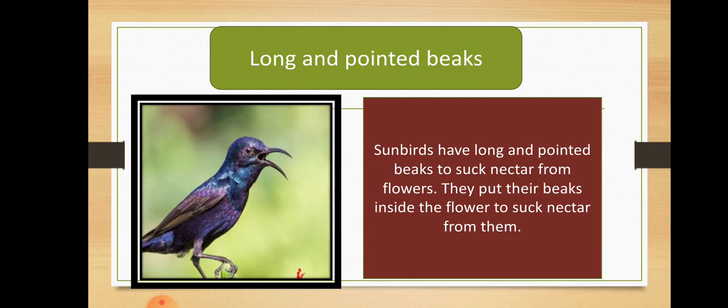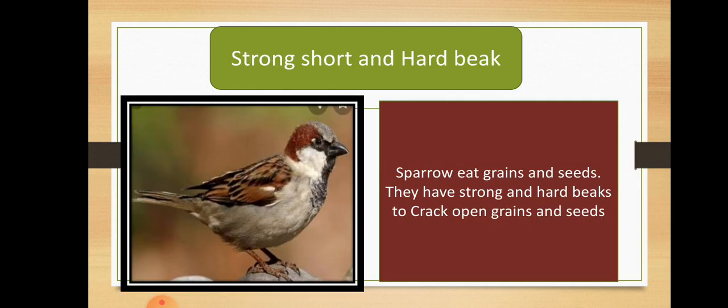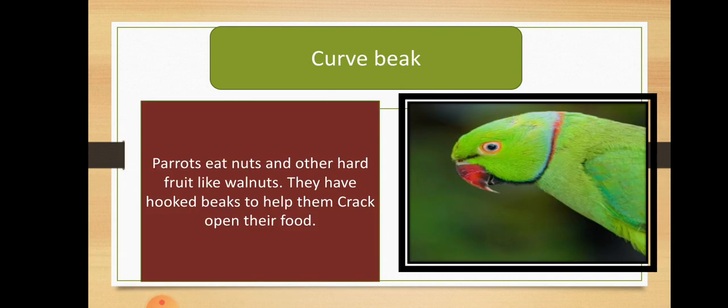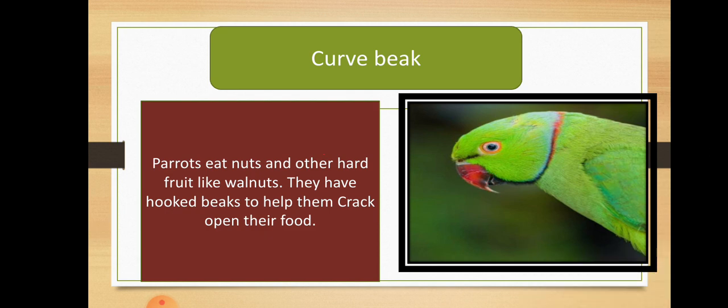Okay, so dear students, these are totally 4 types we have learned. Just recall one by one. So it is the curved beak. Okay, so parrot is the best example of a curved beak. Parrots eat nuts and other hard fruits like walnuts. They have hooked beaks to help them crack open their food. Okay, with the help of this curved type of beak, what are they doing? They are cracking the hard fruit and they are having it.